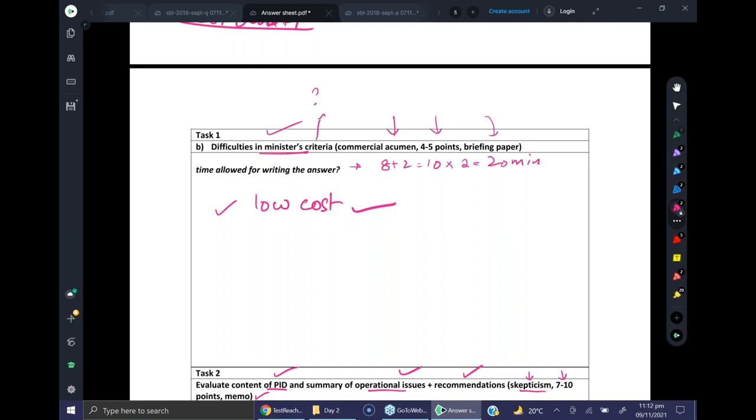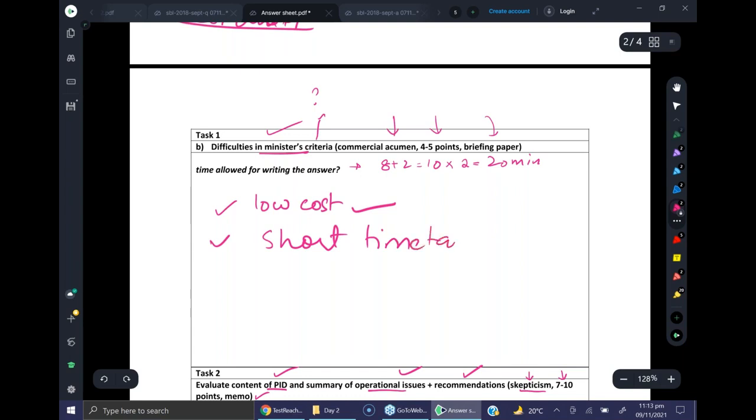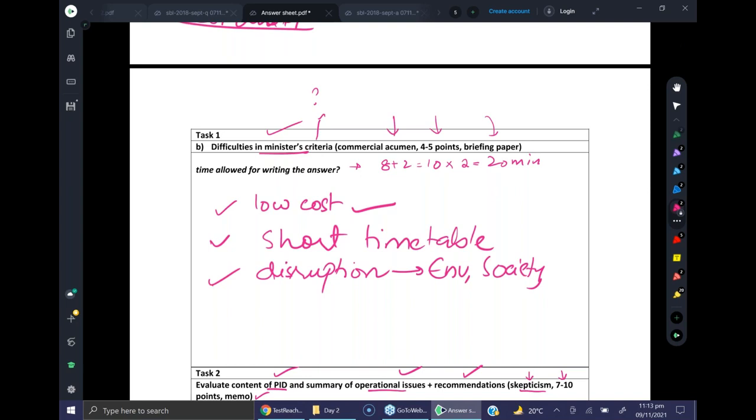So low cost targets, then I think a short timetable or deadlines. And what else? Yes, disruption, least disruption to environment and society and community, right? So that will be challenging because of course they will be disrupted. So that is something we'll have to work really hard.